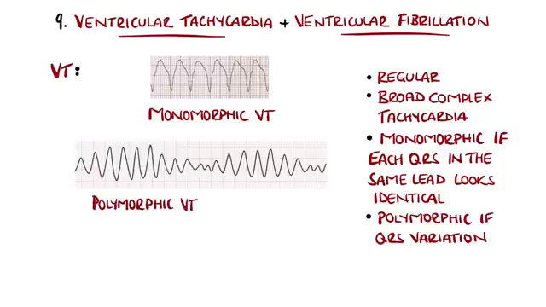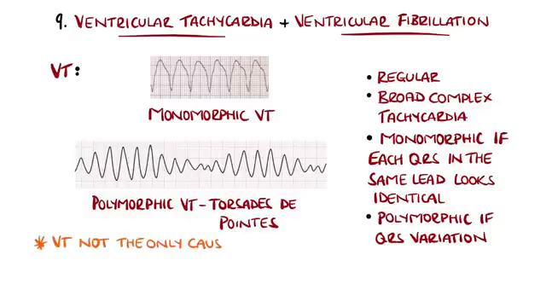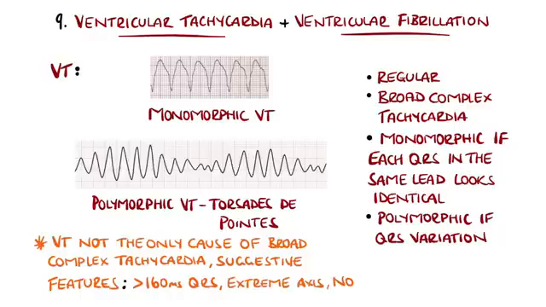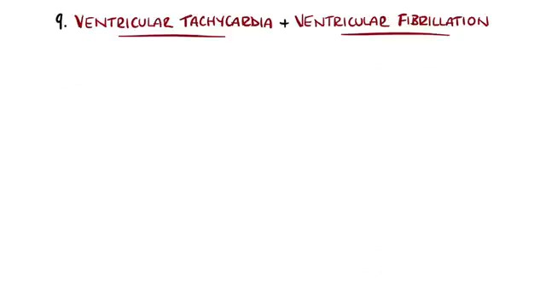One famous example of polymorphic VT is torsades de pointes, occurring in the setting of a prolonged QT interval. Although other causes for a regular, broad complex tachycardia exist, it isn't straightforward to distinguish them, and generally, if there is any diagnostic uncertainty, it is treated as ventricular tachycardia. Some features suggesting VT include very broad complexes above 160 milliseconds, absence of bundle branch block morphologies, and the presence of extreme axis deviation.